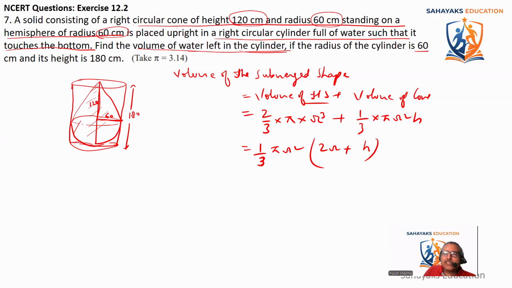Now we need to subtract this volume from the volume of the cylinder. Okay, so we want to compute it first. Let's compute it and then we'll say this. We have to take pi as 3.14. R square, what is R? 60. So we'll say 60 into 60. And 2 times R is 120 plus height of, what is height of?